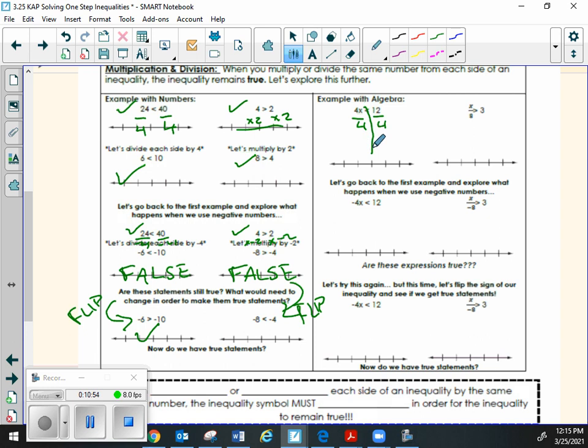That new inequality would read x is less than 3. Did I need to flip the sign? No. Why not? There's no negative. I'm not dividing by a negative. It's a positive. Okay? Again, I can graph. I think we're pretty good with the graphing.